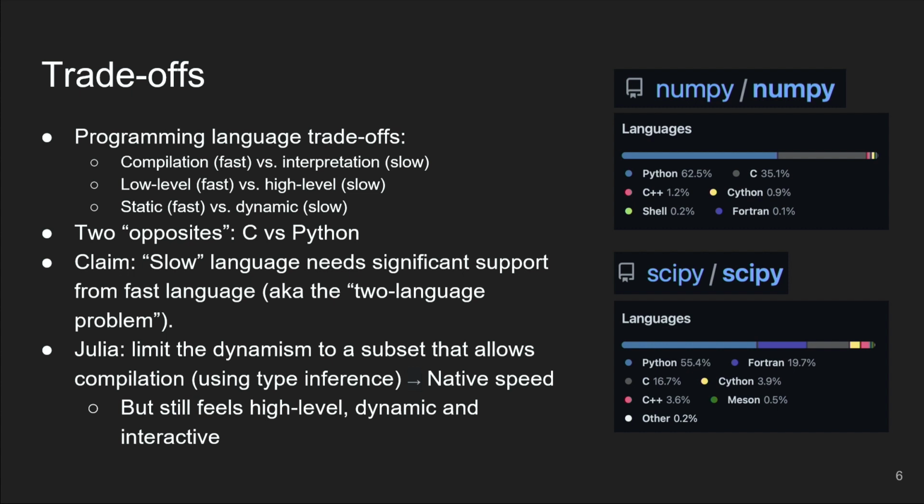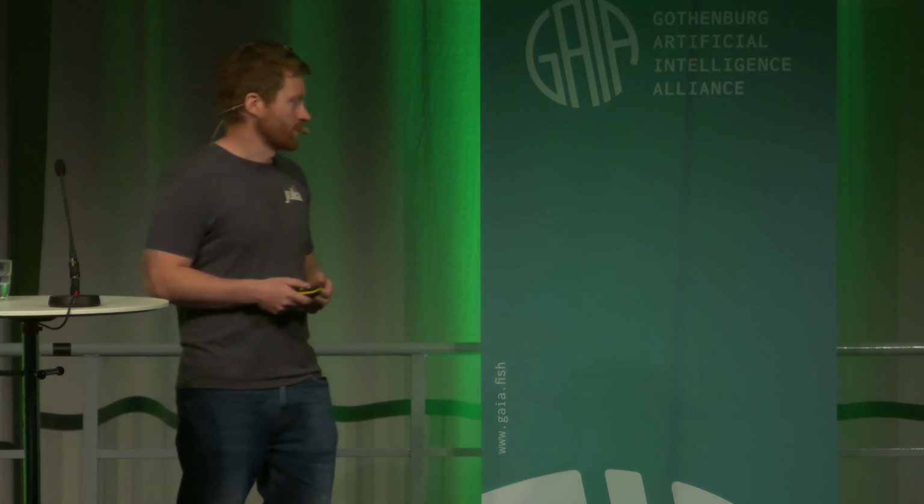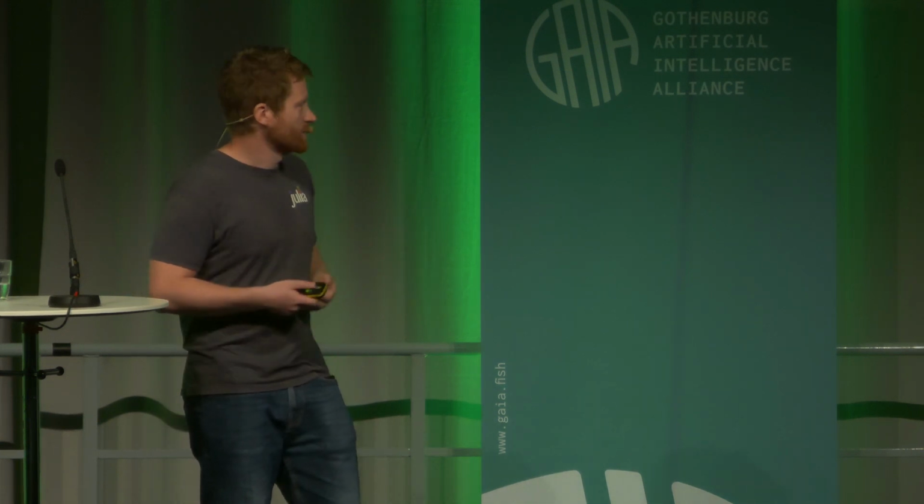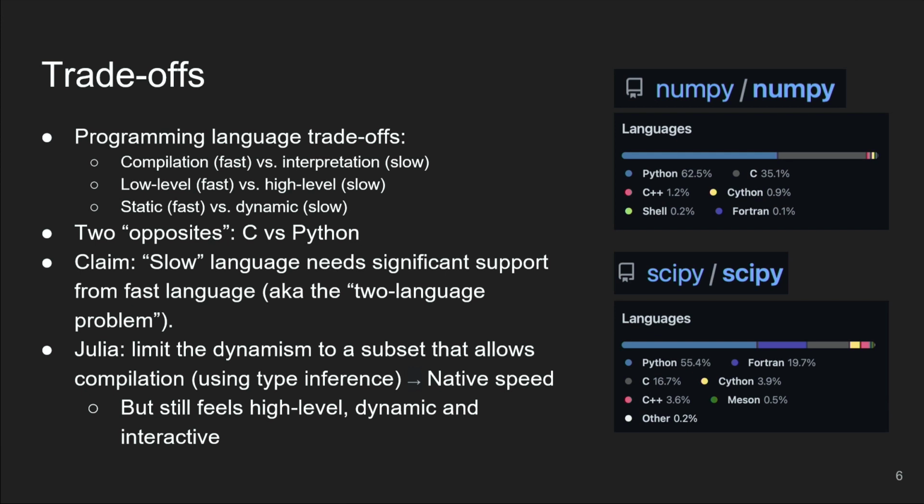So just took an example here. If we look at NumPy and SciPy, very popular Python libraries, you can see that they have quite a lot of Python in them, but they do also contain quite a lot of Fortran in the case of SciPy, or C in the case of NumPy. So you need this sort of lower level language to support the high level language. And a little bit of an idea about Julia is sort of to limit the dynamic features a little bit, so you can still do proper compilation and get this native C-like speed, but it should still feel like high-level dynamic and kind of feel a bit like Python.